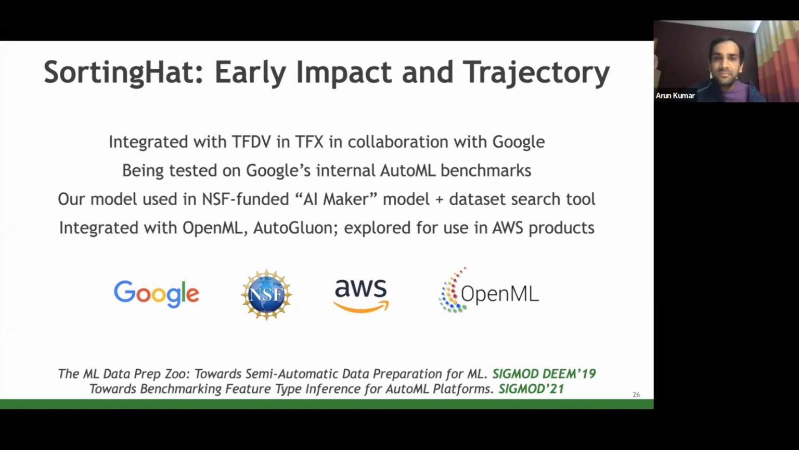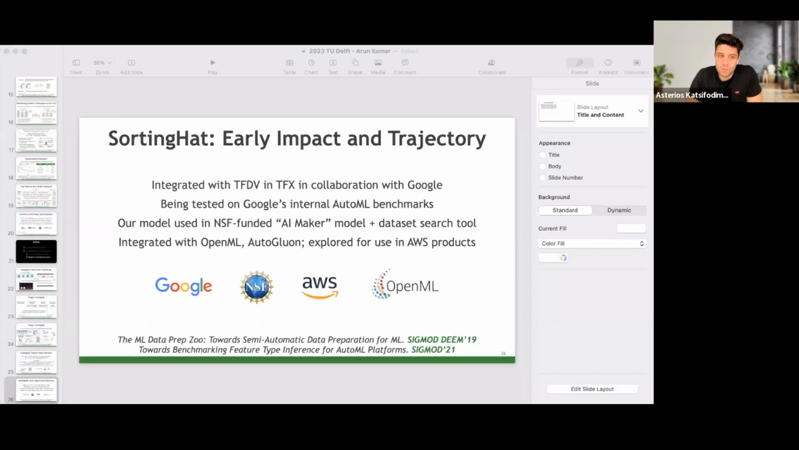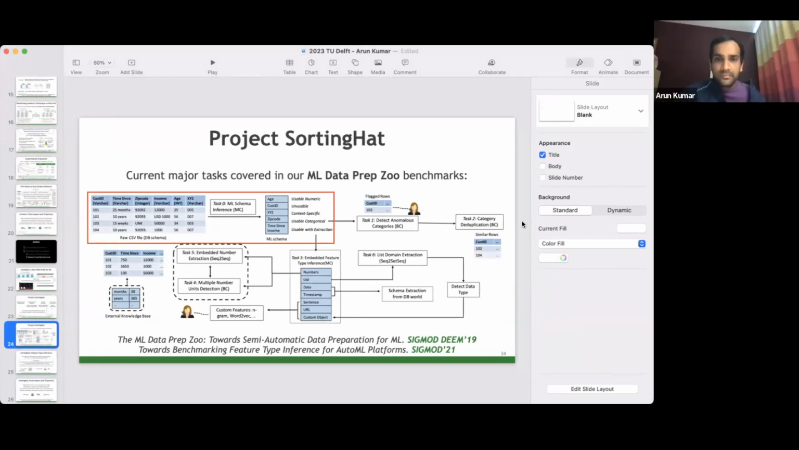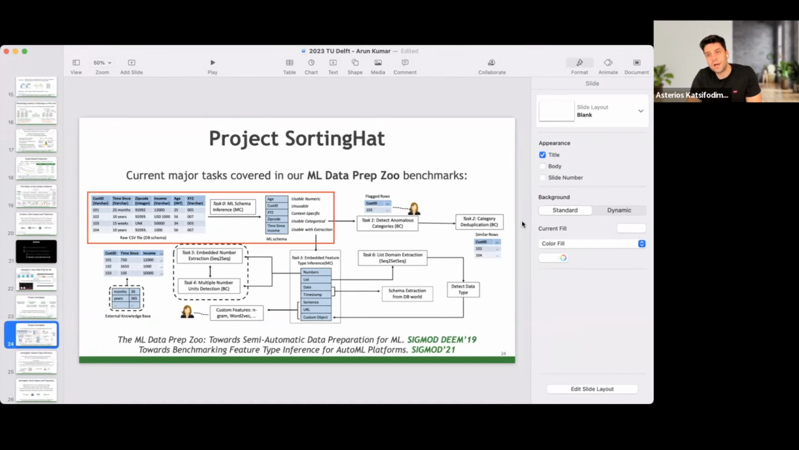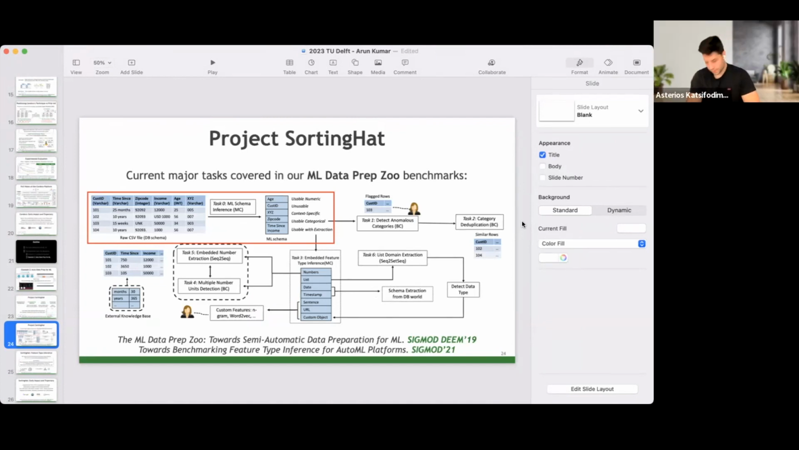Quick question, Asterios here. I see that the first part of this pipeline is very similar to what we call semantic data type detection. So basically, on top of semantic data type detection, you have listed some specific data types to be either categorical or numeric. Correct. Yeah, so there is a dichotomy here.